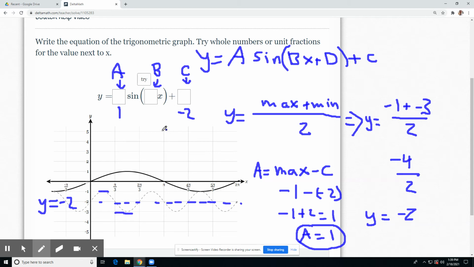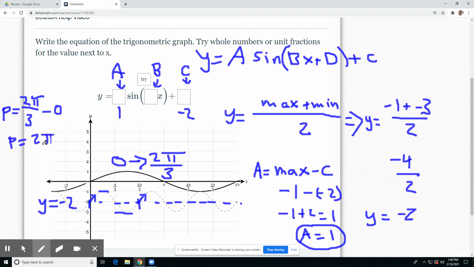How fast does it repeat? So sine goes up with the start. So when's the next time it goes up? Right here at 2 pi over 3. So we're going from 0 to 2 pi over 3. We're looking at the change between these two numbers. Change is defined as the second minus the first. So 2 pi over 3 minus 0 is our change. This is our period. And so our period is equal to 2 pi over 3.